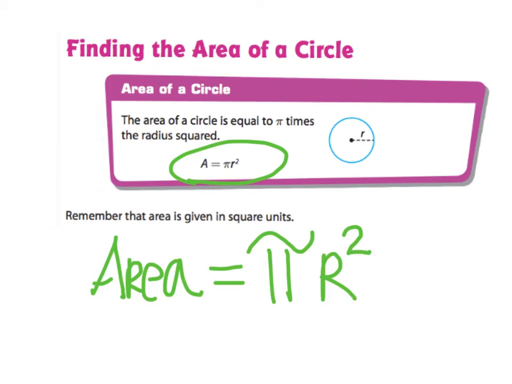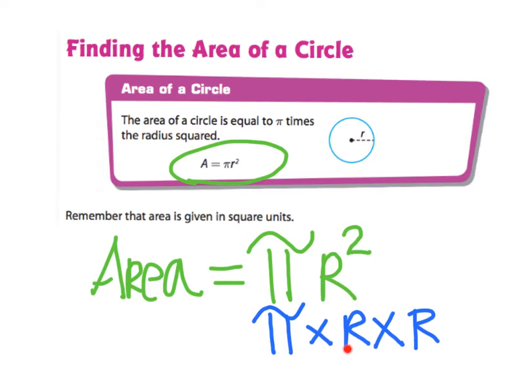So when I figure the area of a circle, I like to write it this way: pi times radius times radius. The reason I like to do that is because I know I need to do the radius times itself, not times 2. So you might consider doing that also when you're working out these problems.